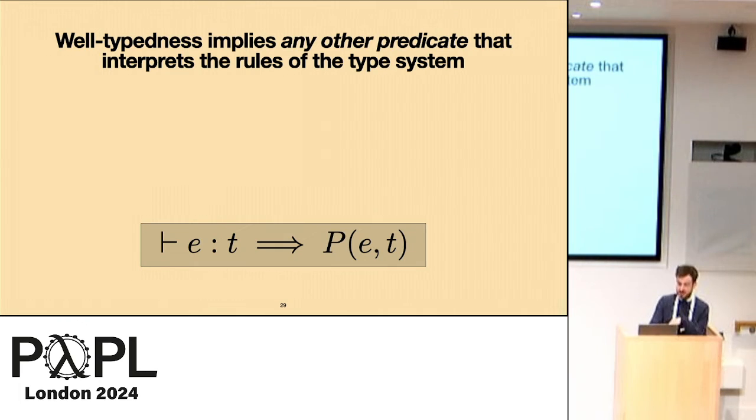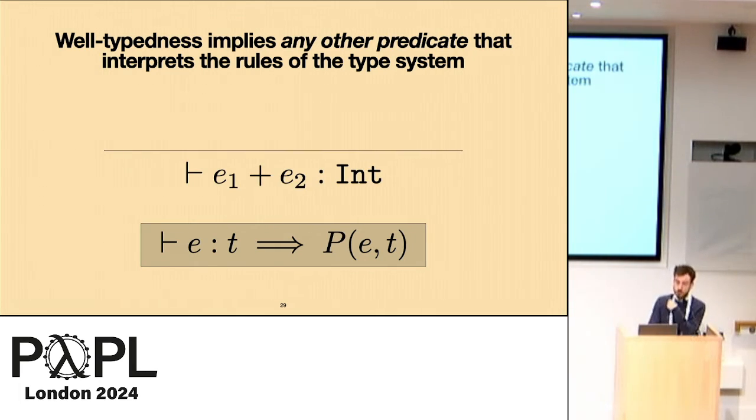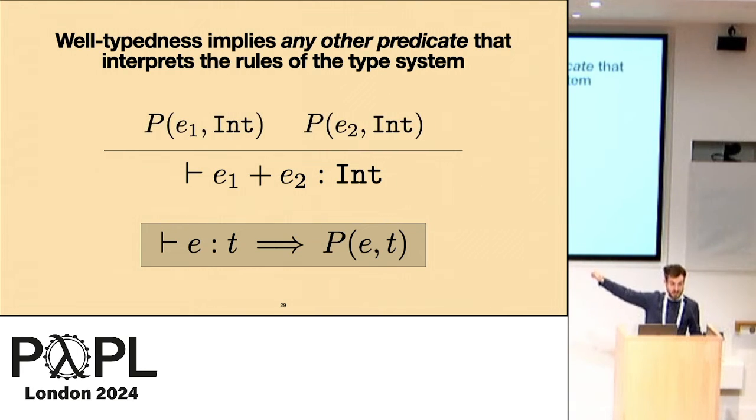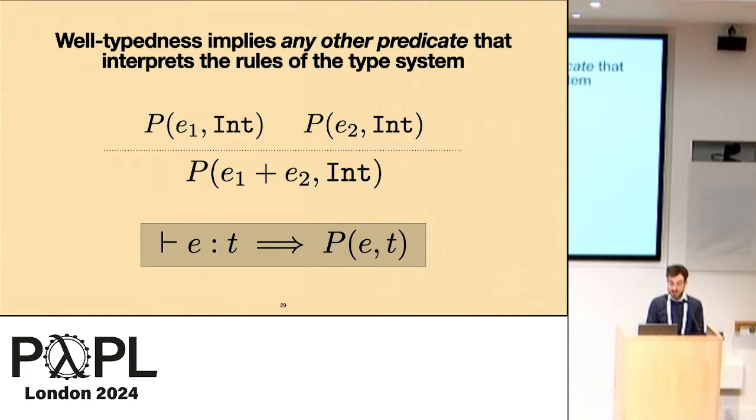To understand this, let's take a look at a case like add. We look at all the rules, we invert them to get that their premises hold, we apply the induction hypothesis to get that P holds of the premises, and then all we need to know to complete this case is that P holds of the conclusion, assuming that it holds of the premises. This is what I mean by well-typedness implies any predicate that interprets the rules. If we can do this for all the rules in the system, then P holds of every well-typed term.